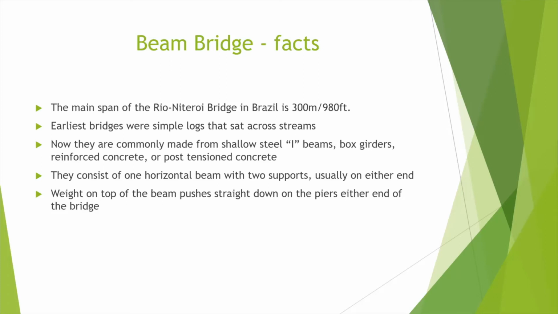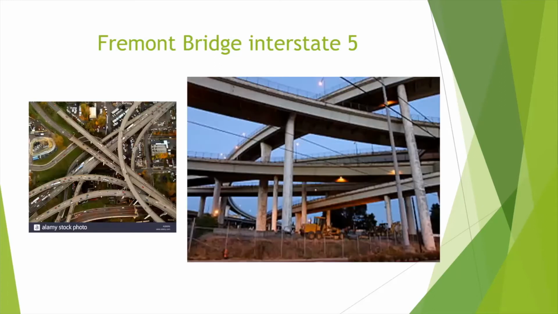And they normally have one horizontal beam with 2 supports, usually on either end. And then the weight on the top of the beam pushes straight down on the piers, which are either end of the bridge. So the best way for me to demonstrate that is to show you some examples. So I've got an example there of the Fremont Bridge, Interstate 5. And you can see that is an intricate bridge, isn't it?